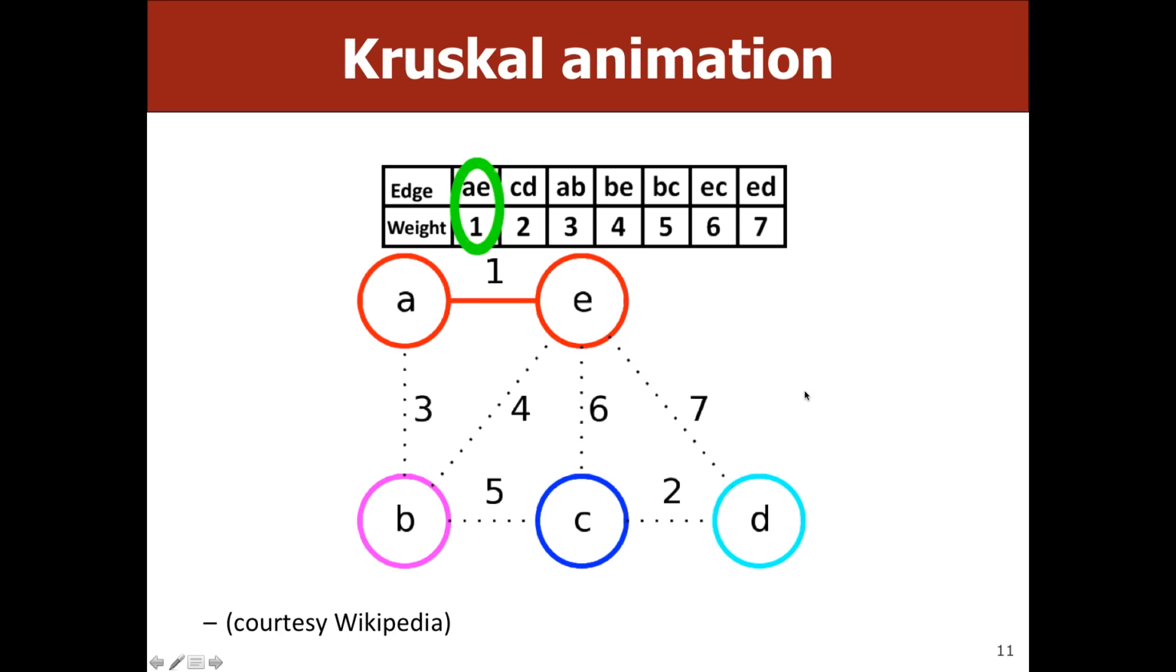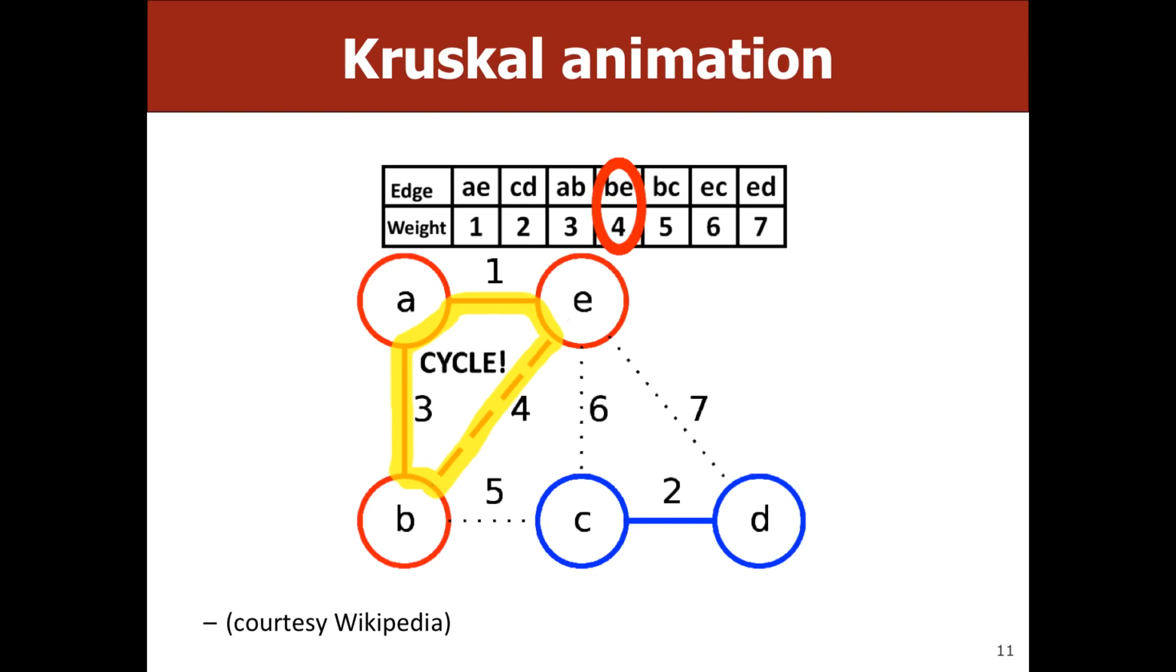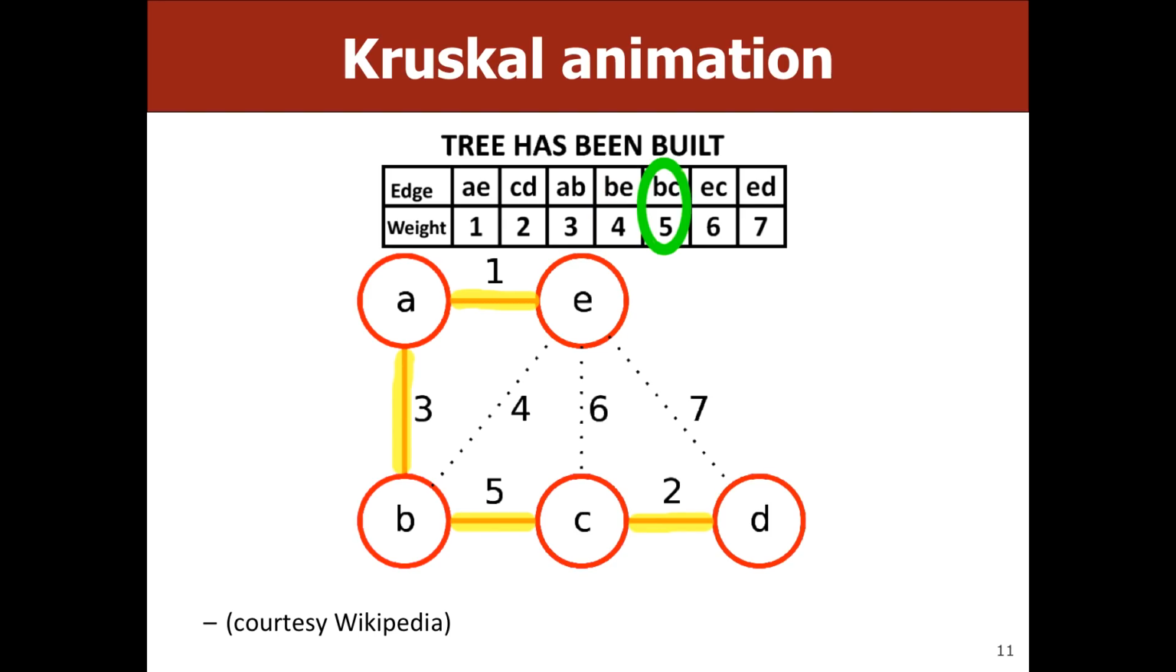Here's another example. This is from Wikipedia, just showing that we have a cycle, so you don't want to include this edge. And then here, we found our minimum spanning tree.